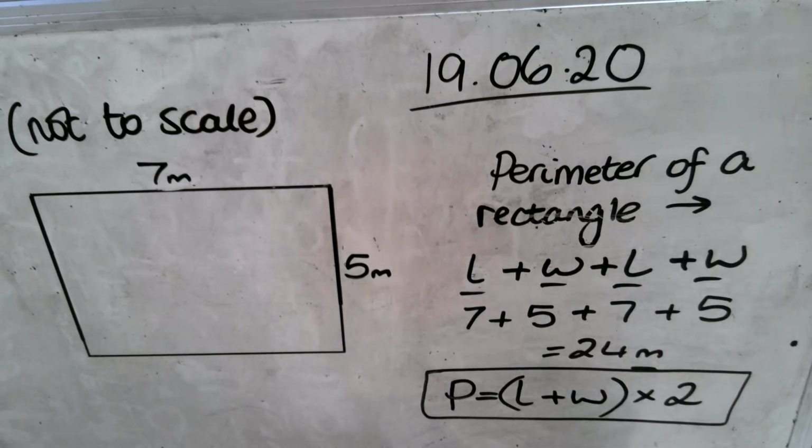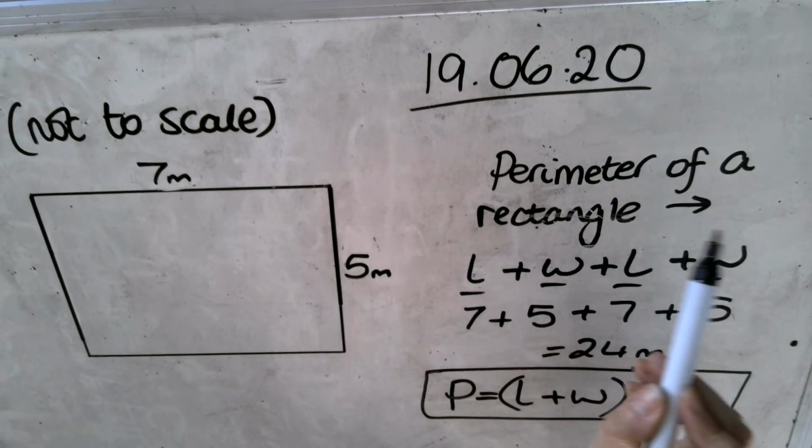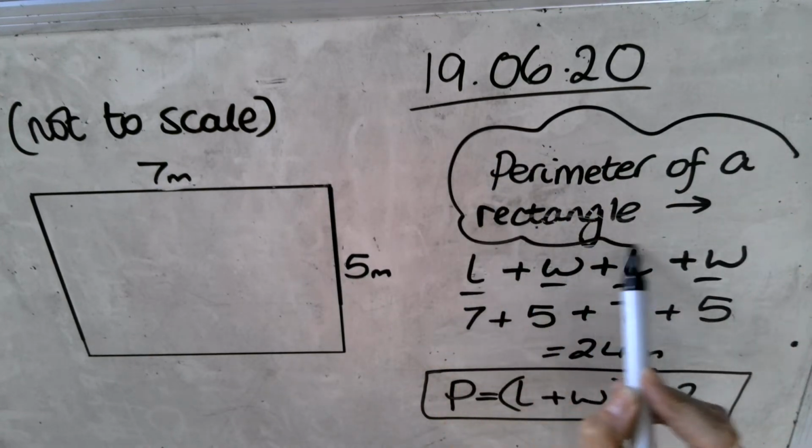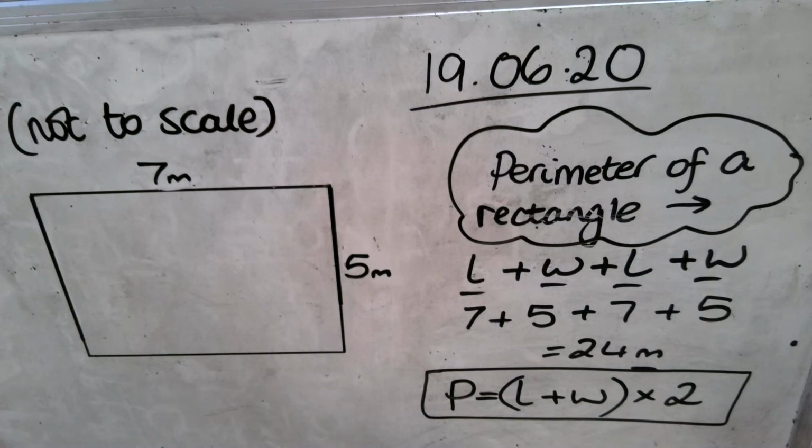So I think it'd be really useful if you wrote this down on the piece of paper you are using today, that to find the perimeter of a rectangle, so P is for perimeter, is by adding the length and the width together and then multiplying by 2. So take a moment to write that down, because that is going to be really useful today. And now I'm going to show you the next part of our learning.